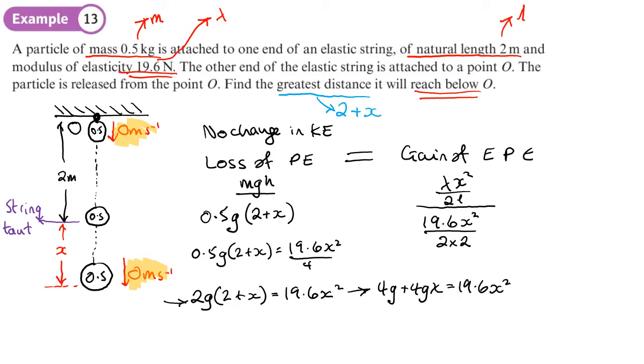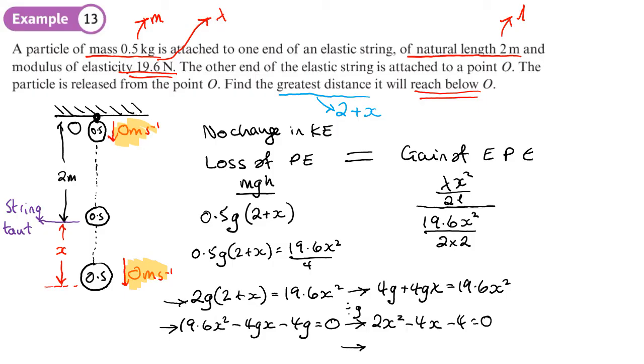19.6x squared. This is going to be a quadratic then, so 19.6x squared minus 4gx minus 4g equals 0. Now if we divide everything by 9.8, or we divide everything by g, fortunately for us, 19.6 is g times 2, so we get 2x squared minus 4x minus 4 equals 0.